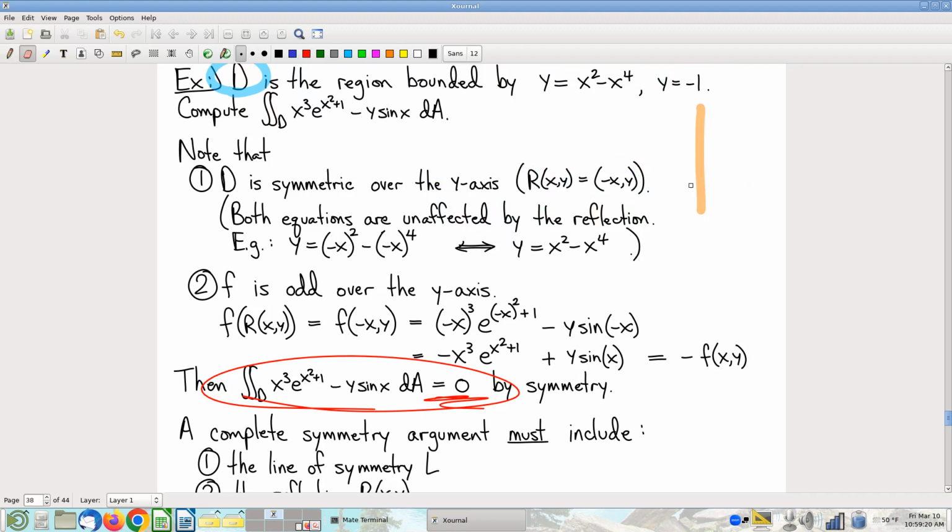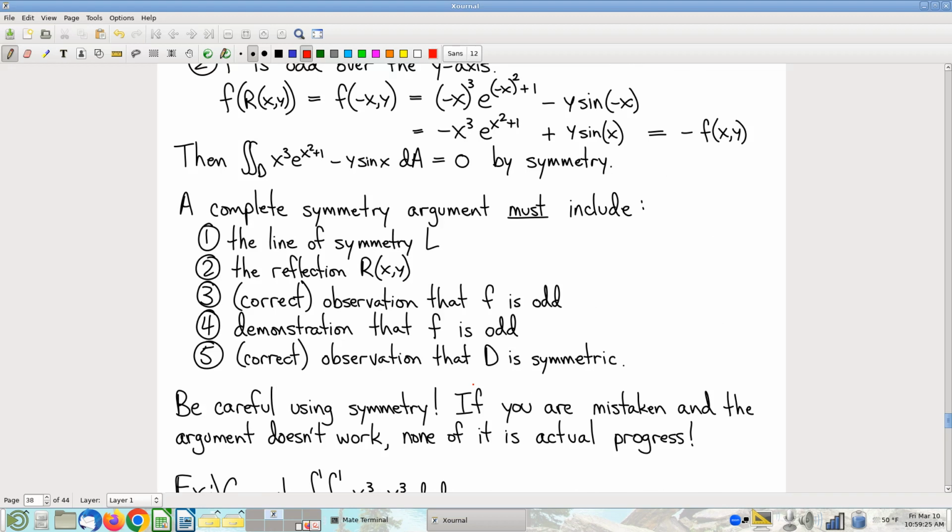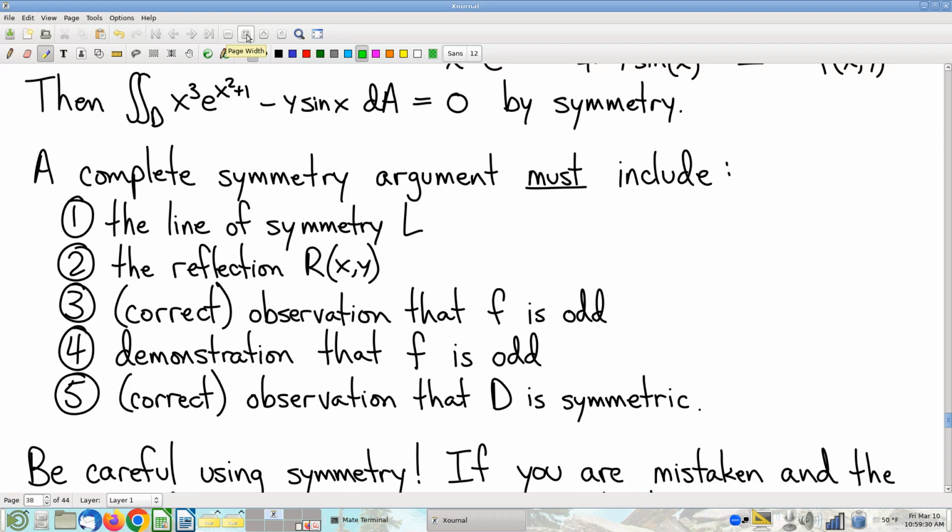All right. So please do notice that there were several things that had to be said here in order to make a complete argument. If I'm going to talk about symmetry and oddness and stuff like that, we've got to talk about over what line. Right? There are lots of lines over which a domain could conceivably have symmetries, or a function could conceivably be odd. So you have to tell me what specific line you are talking about. We then also need to see the formula for the reflection, because that plays a critical role in determining the next steps.